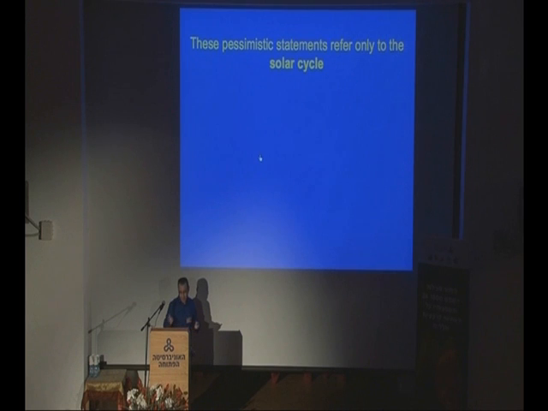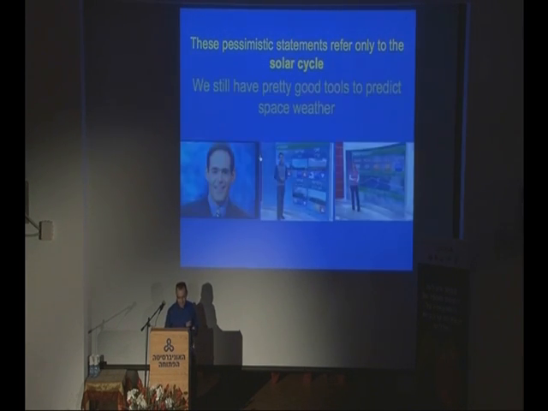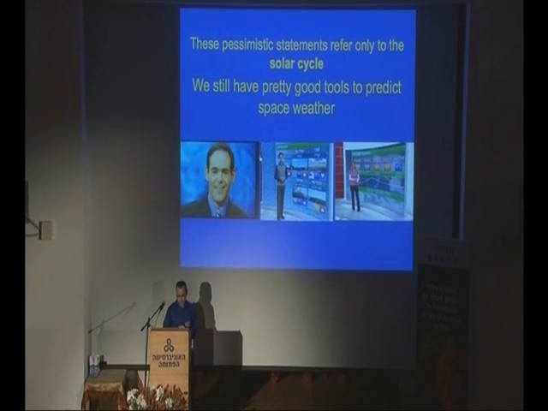And this pessimistic statement refers only to the solar cycle. And we still have pretty good tools to predict space weather. And Leon will talk much more about that. So I think in terms of space weather, we can do much more than what we can do with the solar cycle itself. Thank you.